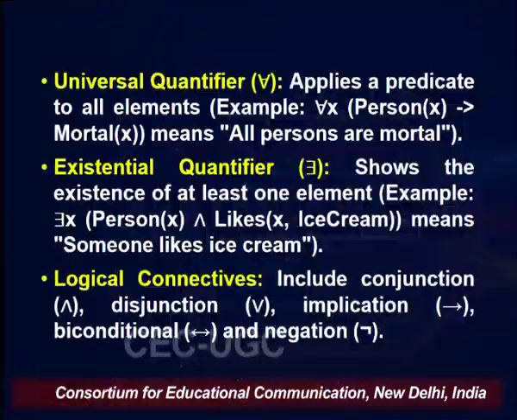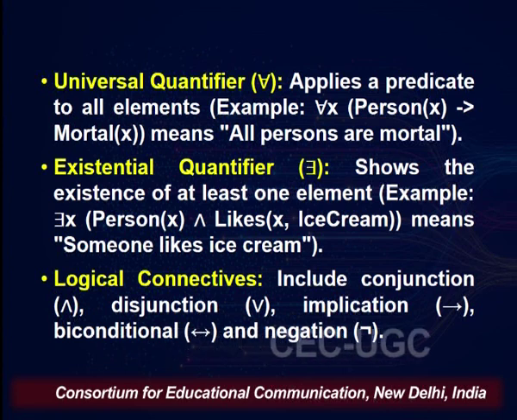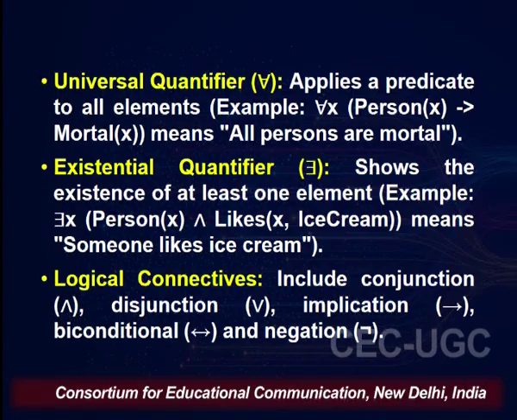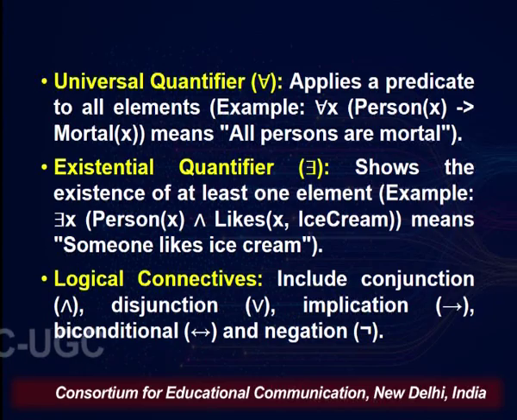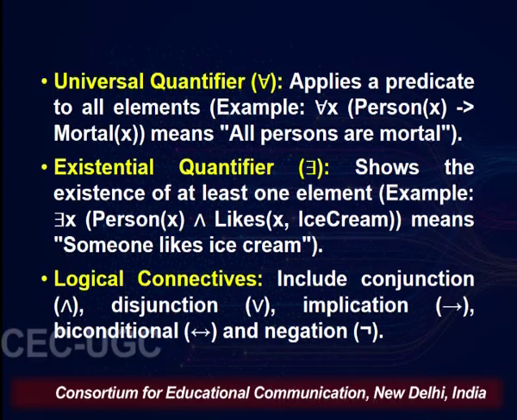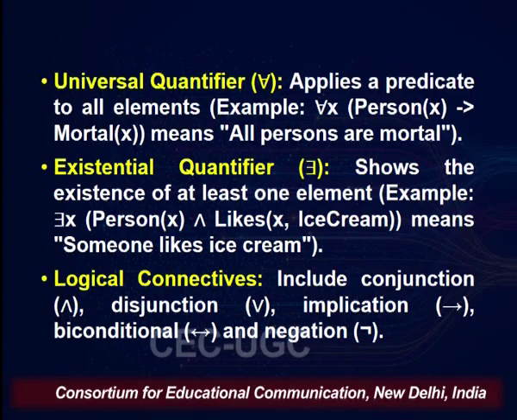One is the universal quantifier, which is for all, and it applies a predicate to all the elements. For example, if I say for all x, within the bracket, person x implies mortal x, it means all persons are mortal, and this predicate applies to all the persons because we have written for all x. So, all persons are mortal.